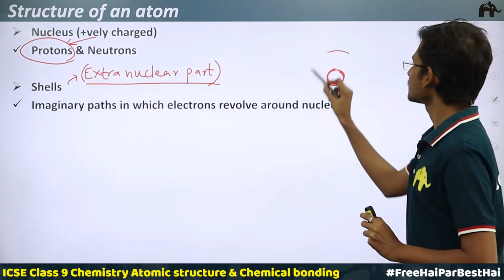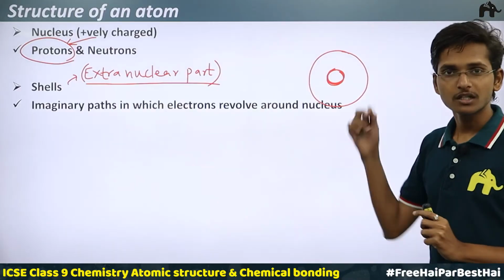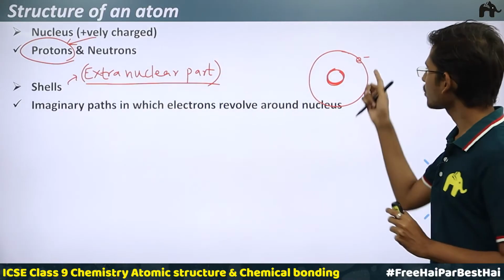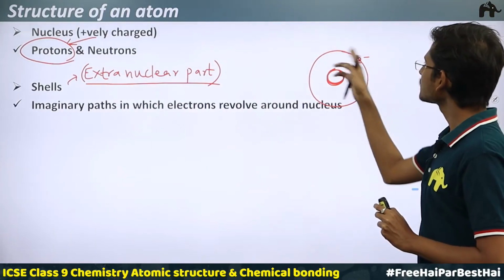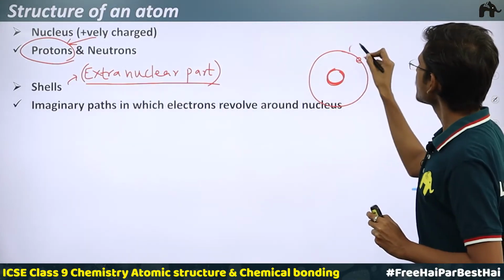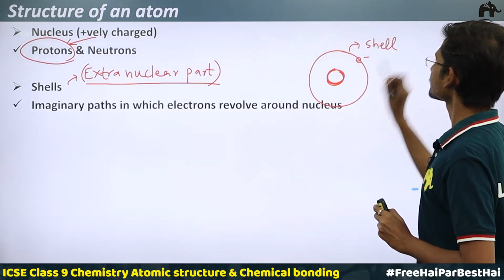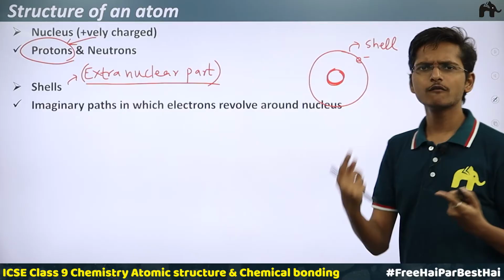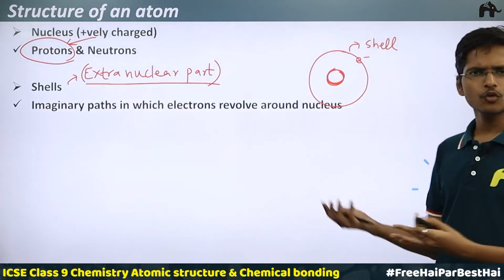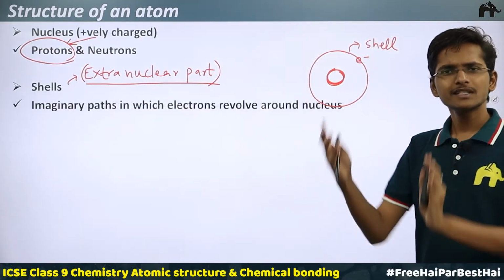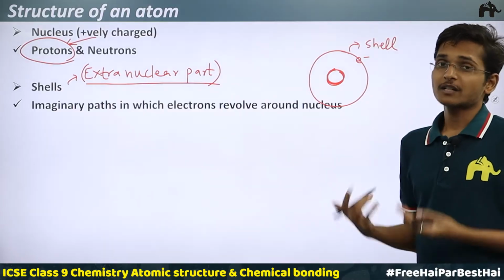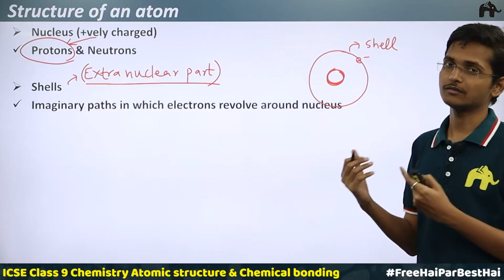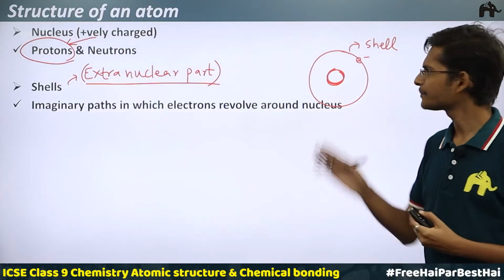So I have drawn a shell. This is an imaginary path in which, suppose I am taking an electron. This electron is revolving in this imaginary path, and this imaginary path is called a shell. So, imaginary paths in which electrons revolve around the nucleus. Not necessarily should there be only one shell, there can be 2, 3, 4, 5 shells. We will see about it also: which types of atoms have how many shells, and that depends on which thing. All those things. Clear?